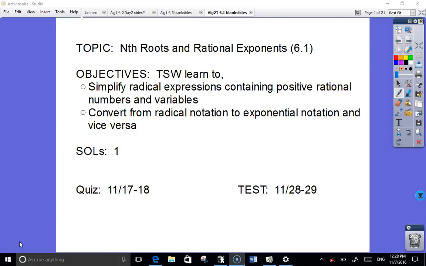Okay, so this is nth roots and rational exponents. Like I said, our quiz is probably on the 17th, and our test is on the 28th, which is the Monday after Thanksgiving.